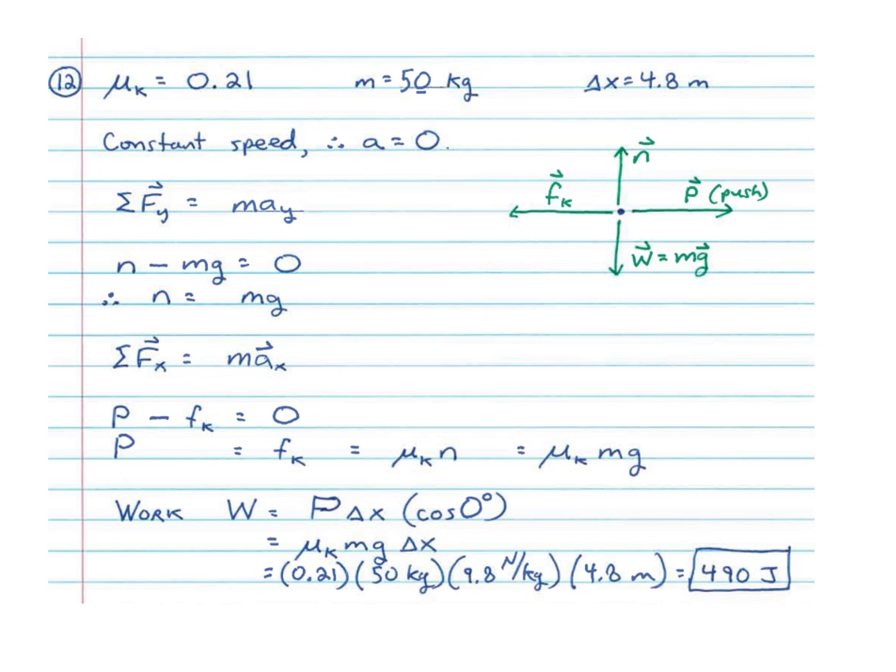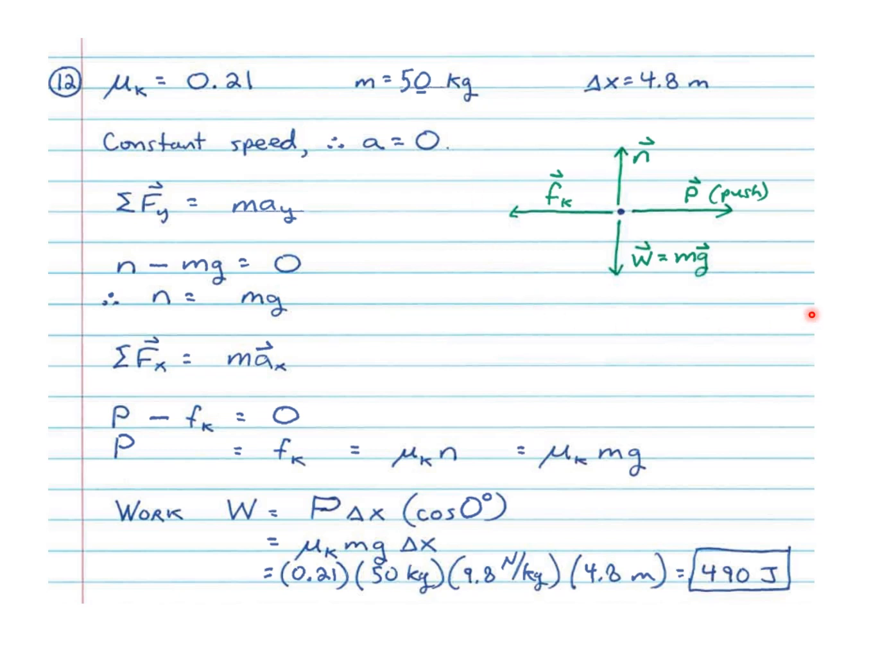How much work do you do when you slide a 50-kilogram box at constant speed across a 4.8 meter wide room? So the question is asking, how much work do you do? Let's list out the given information. Mu sub k, the mass of the box, the displacement, constant speed, which means that acceleration equals 0.